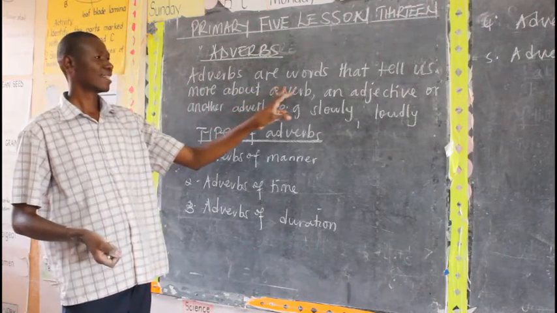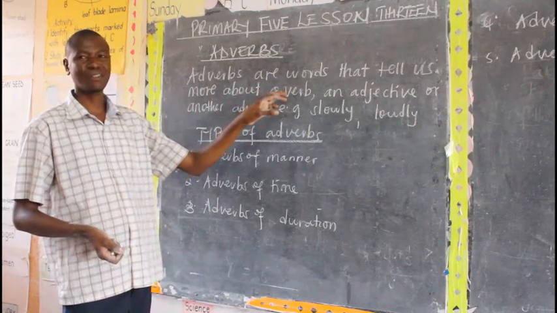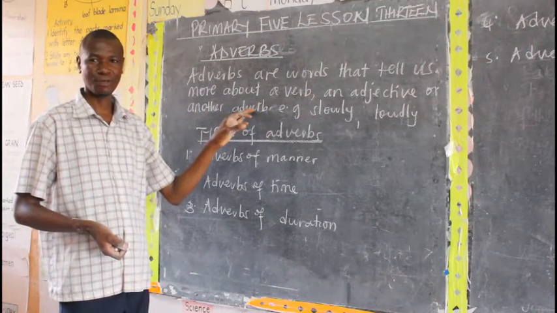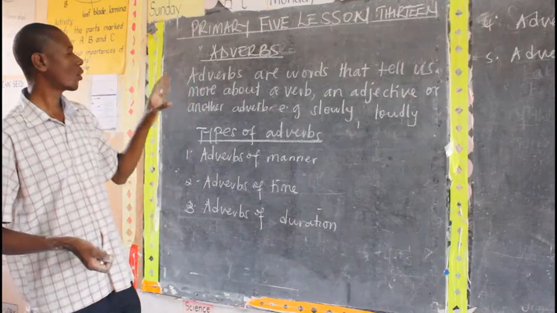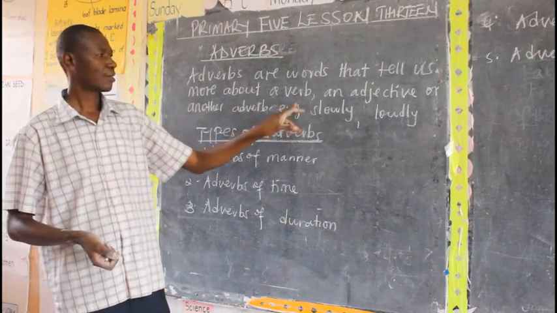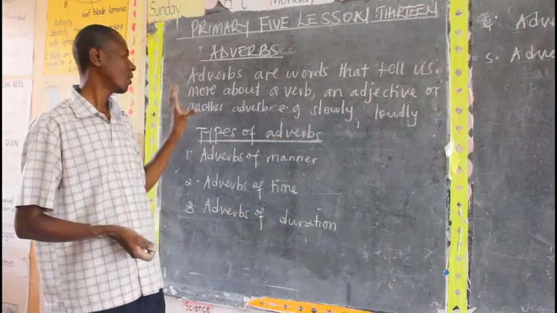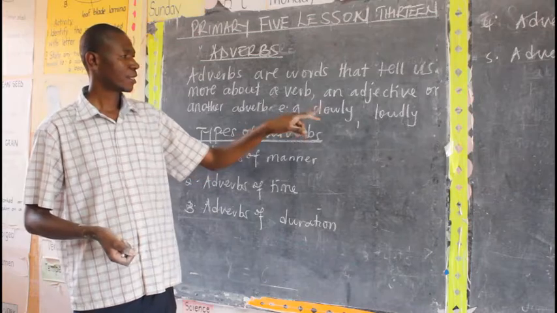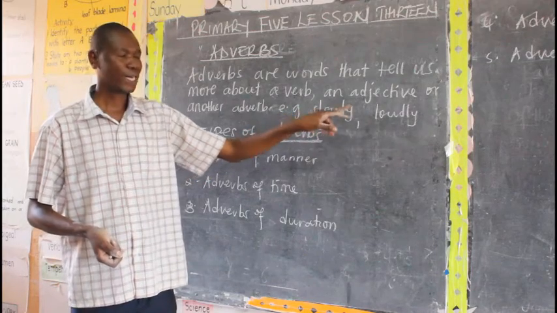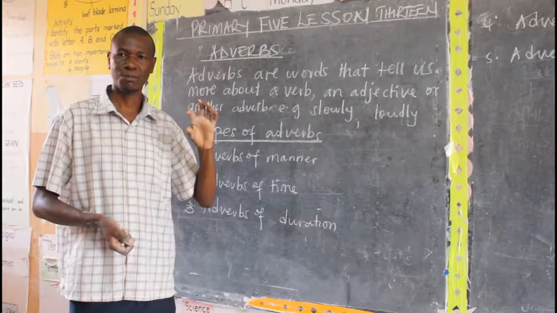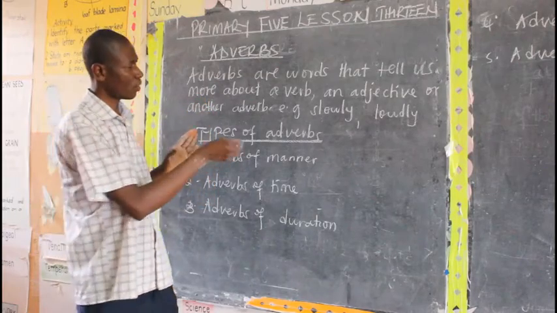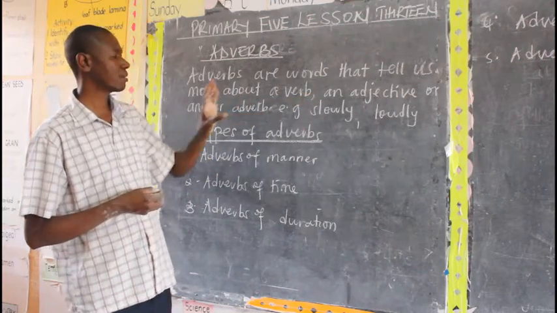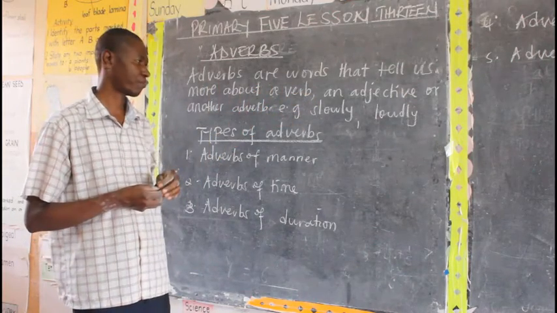Adverbs are words that tell us more about a verb, an adjective, or another adverb. We have some words which talk more about verbs, about adjectives, or about other adverbs. For example, the word slowly, the word loudly is an adverb. So let's see how they talk more about verbs, about adjectives, or about other adverbs.